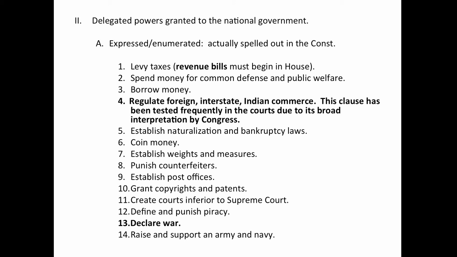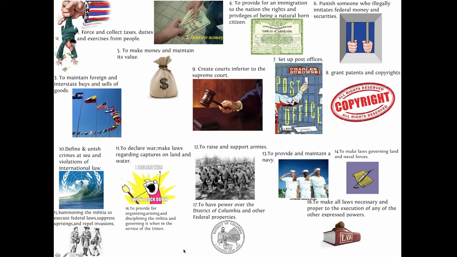And then raise and support an Army and Navy. Now, something that's interesting about this one is that, let's say the president is going to war, no declaration of war. Something Congress can do is, if they don't agree with this, they have the power of the purse. So what they can do is essentially cut funding to support the military. And if they cut funding, well, guess what? There's no more war. So this is a very interesting power that is enumerated or spelled out specifically in the Constitution for Congress.